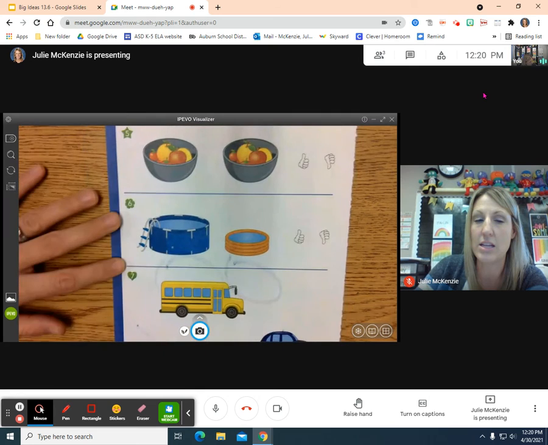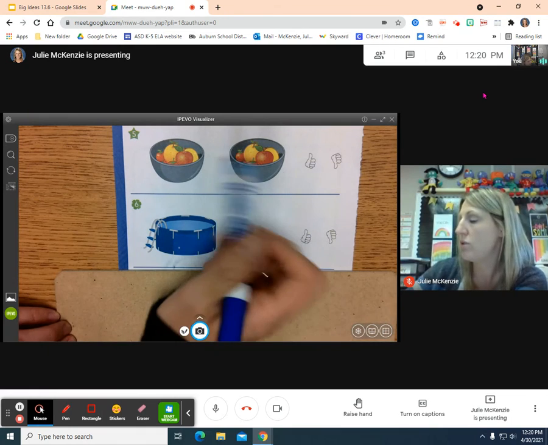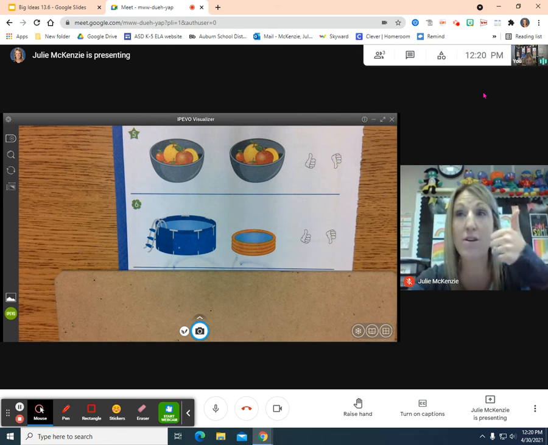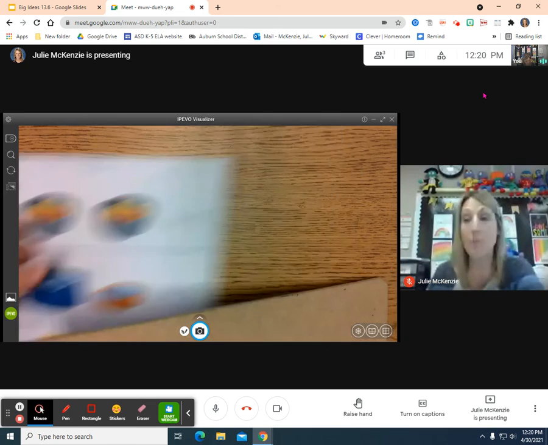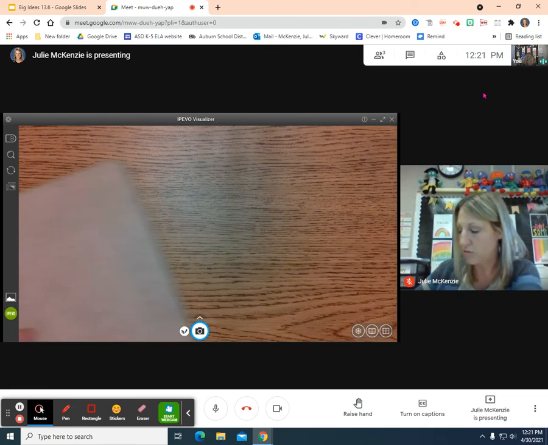Turn your paper over. Take a look at these top two. With these two bowls and then with the swimming pools, answer this question. Do the objects hold the same amount? If you think they hold the same amount, that's a thumbs up. If you think they don't hold the same amount, that's a thumbs down. All right, thumbs up means the capacity is the same. Thumbs down means the capacity is not the same. So I will pull mine away and I will do mine over here off the screen, and you do yours also.